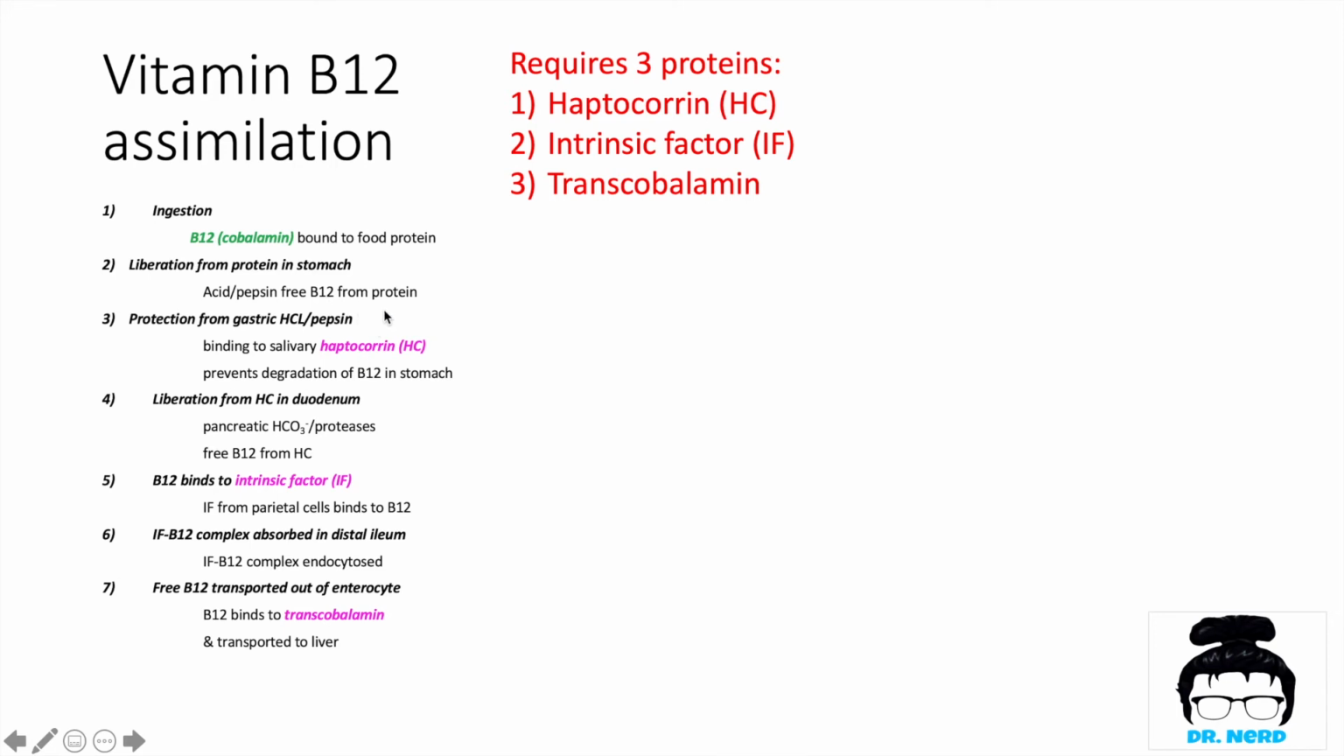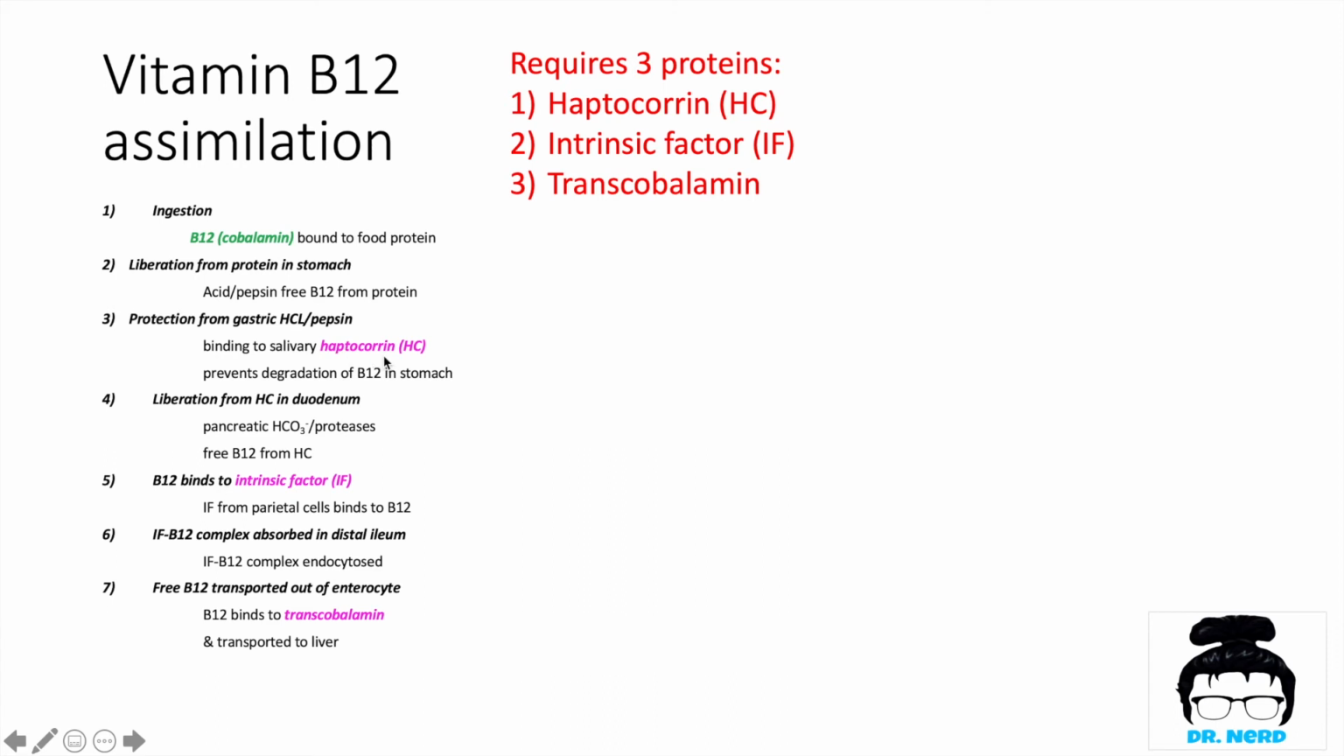The stomach has acid and pepsin, which will free the B12 from the protein. And then protection from gastric HCl. How do you protect the B12 from the acidic environment? This haptocorin is what's going to protect it. So the function of haptocorin binding to B12 is just to prevent degradation of B12 in the stomach from gastric HCl and pepsin.